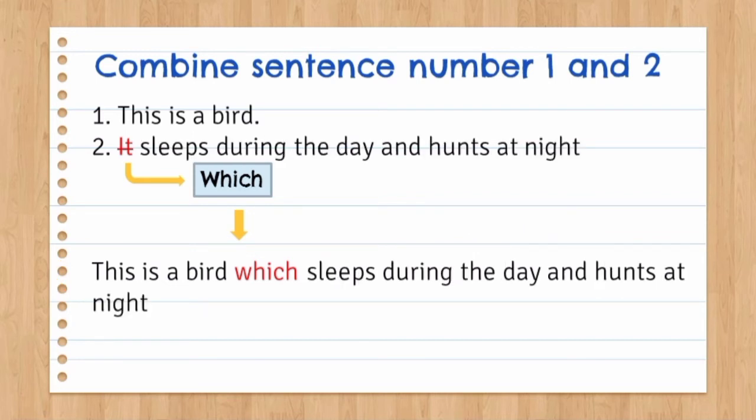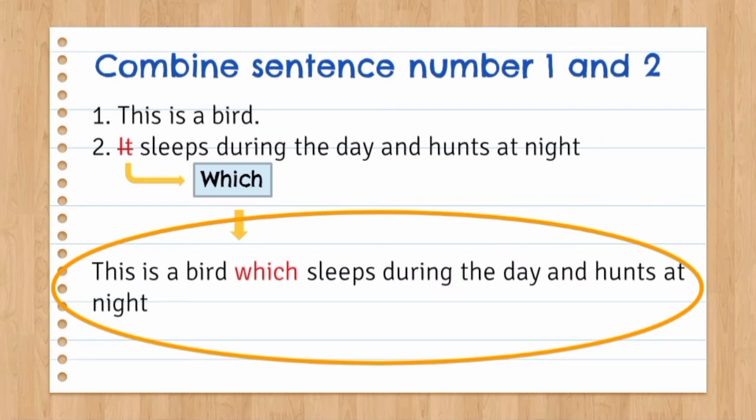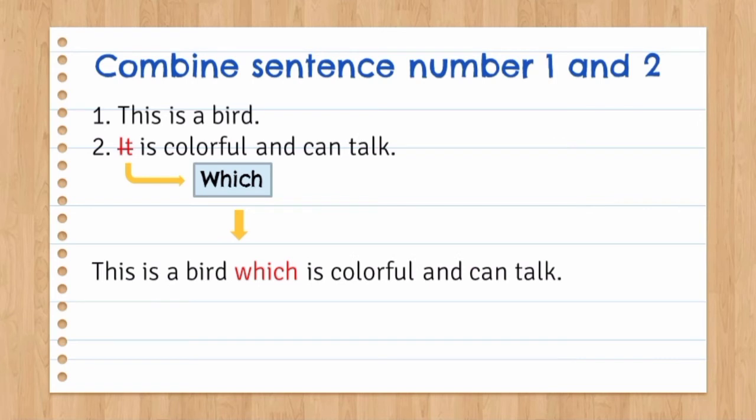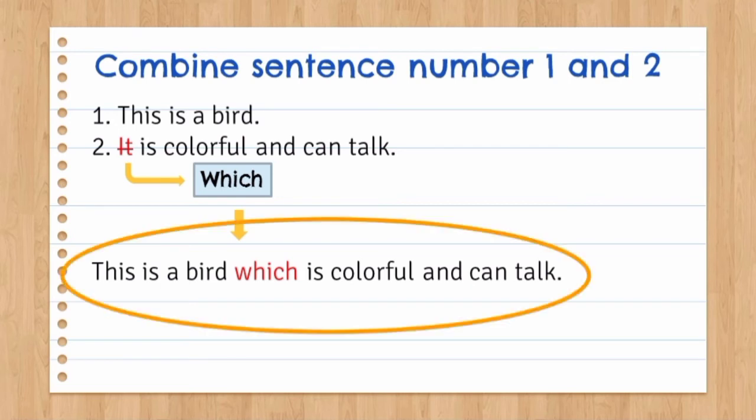Another example is, this is a bird, and the second sentence, it sleeps during the day and hunts at night. So we are going to combine them by erasing the subject it. And it becomes, this is a bird which sleeps during the day and hunts at night. Another example is the sentence number 1, this is a bird. And sentence number 2, it is colorful and can talk. So we are going to combine those two sentences by erasing subject it and changing it with which. And the sentence will be like this. This is a bird which is colorful and can talk.